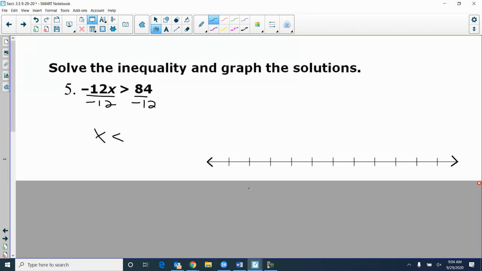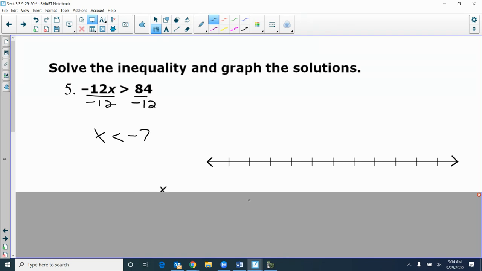Now, what's 84 divided by -12? -7. So now here's my answer. X is less than -7. Okay, there's my answer. So when you divide by a negative, reverse the inequality sign. And so 1, 2, 3, 4, 5. So here's -7, -6, -5, -8, -9. Less than -7, open circle to the left.